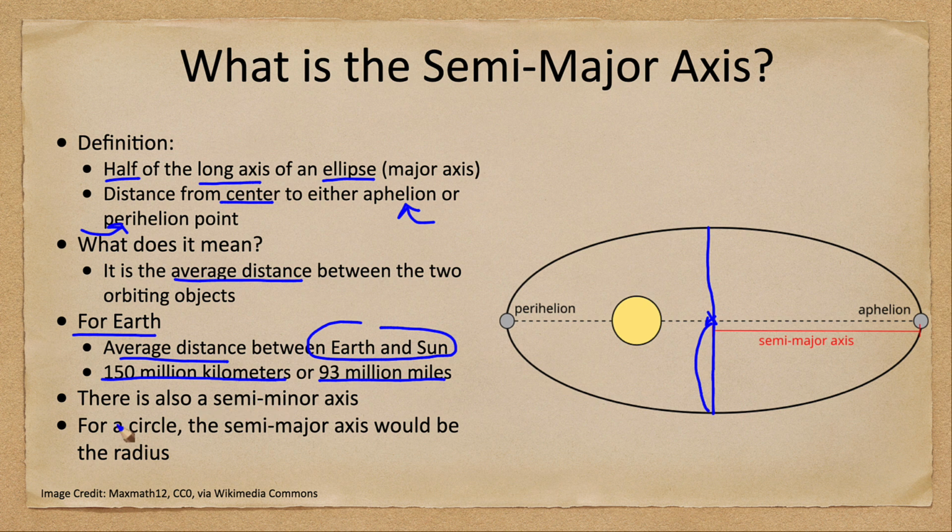Now you can imagine what happens if you have a circular orbit. If things orbit in a circle, then the semi-major axis would be the radius, because in that case there would be no aphelion or perihelion. Everything would always be the same distance from the sun. So if the Earth had a perfectly circular orbit, you would have the Earth always being the same distance.